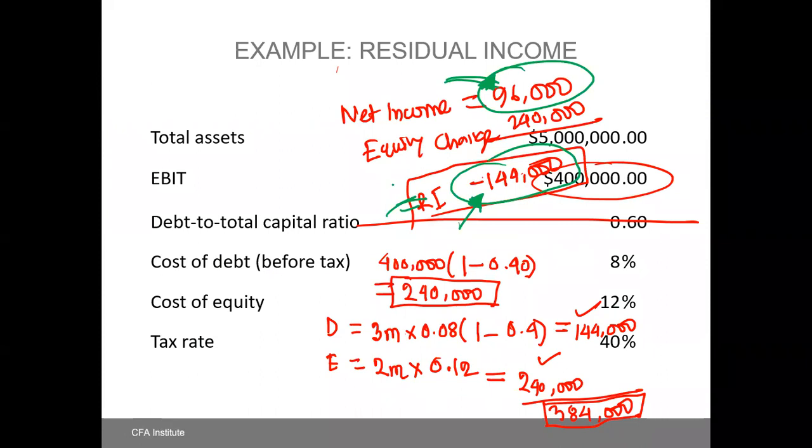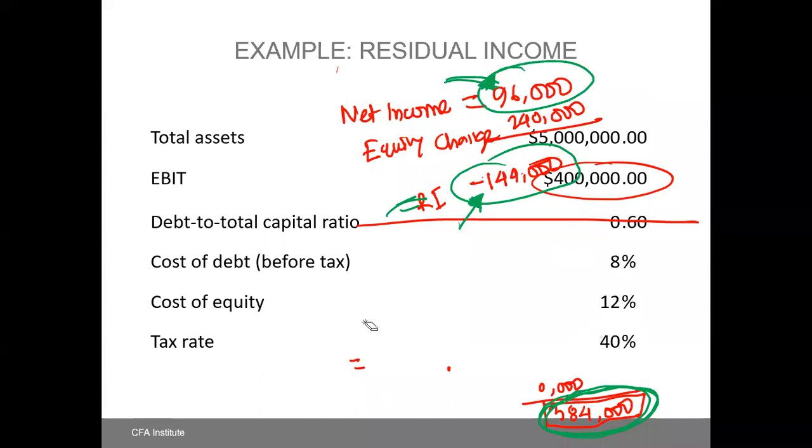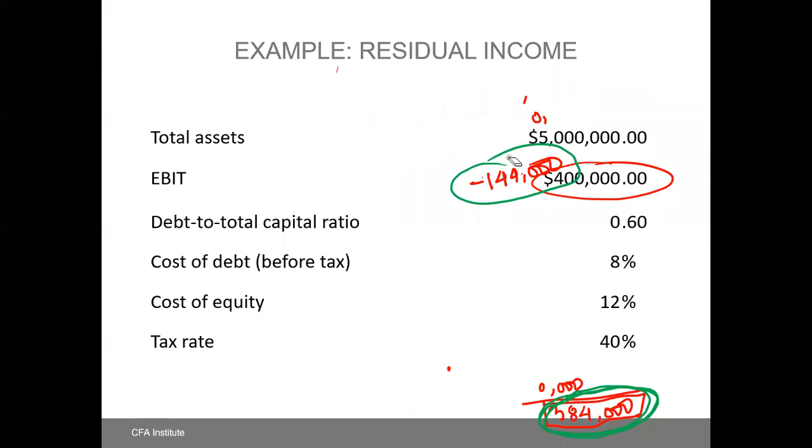If the firm uses its capital, but they cannot make up the total cost of the capital, which is 384,000, do you think the firm is generating value or the firm is destroying value? If the firm generates insufficient income for making up the charge of capital providers, the firm is creating value or the firm is destroying value? The firm is destroying value.